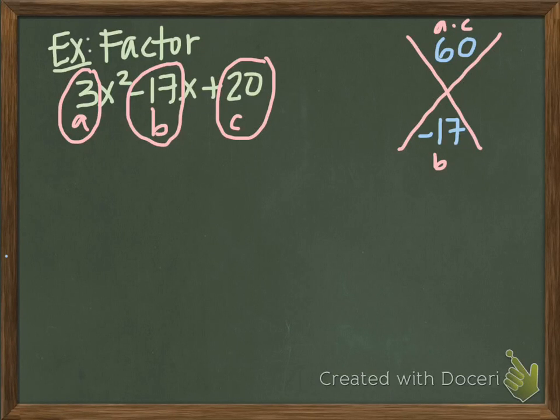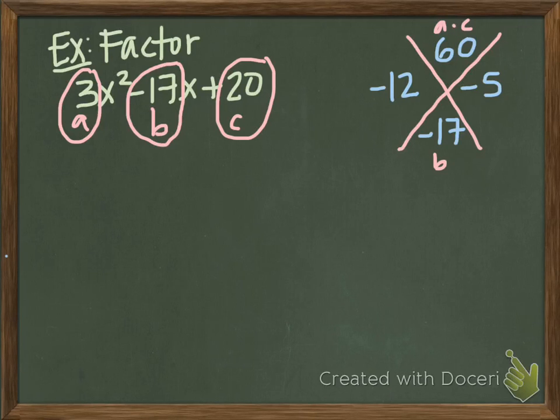Okay, still running through all the combinations that multiply to make 60. We've got negative 6 and negative 10. However, that adds to make negative 16, not negative 17. I think I know what it is. How about negative 12 times negative 5? Those multiply to make positive 60, and they add to make negative 17, so those are my two numbers. Notice this one took a little bit longer, and sometimes they will.